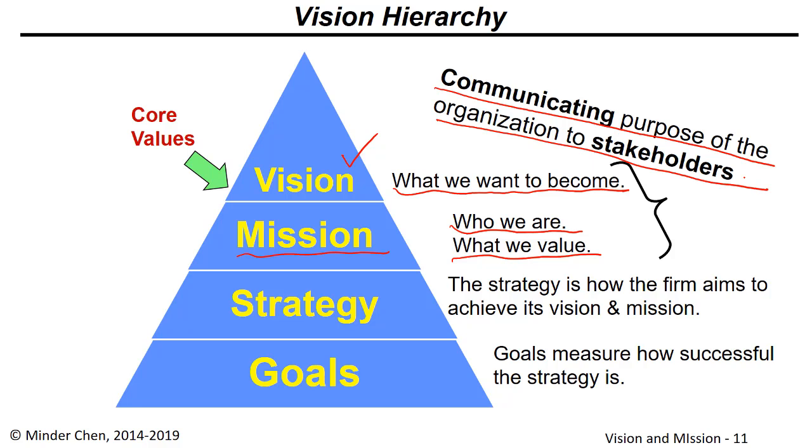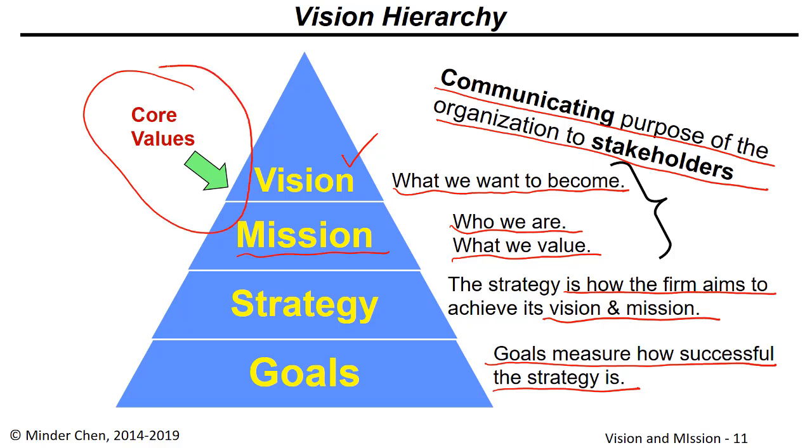And eventually we need to develop strategy, which would help us to figure out how we aim to achieve our vision and mission. And once the strategy has been formulated, we can set goals to measure how successful the strategy is. And certainly the mission and vision statements are influenced by the core values an organization may have.